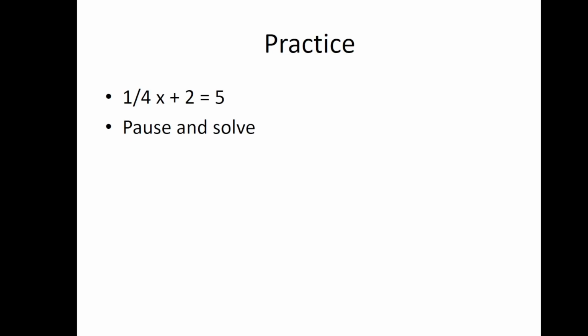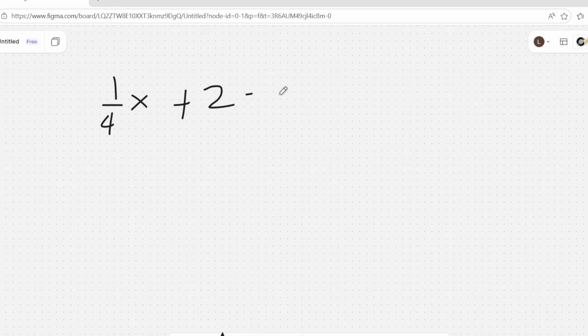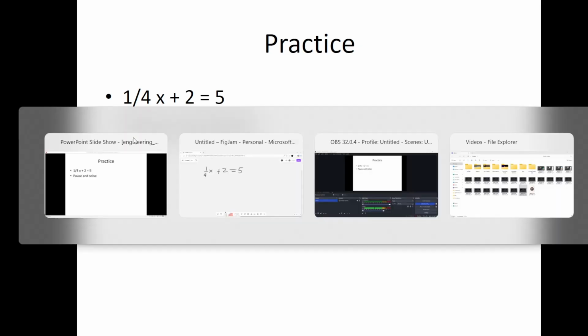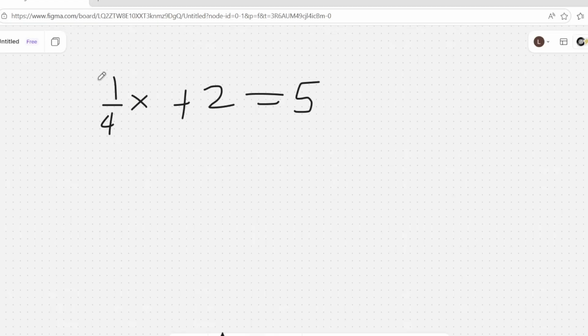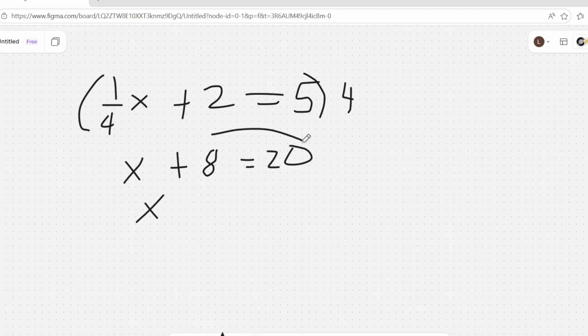Okay, so let's try to solve this one. I'll write 1/4 x plus 2 is equal to 5. What we did is to check for its corresponding value. Since we only have one fraction in the equation, we can simply multiply it by 4. So we can cancel this one out and x will remain, plus 4 times 2 is 8, and 5 times 4 is 20. And then we're going to transpose it to the right side.